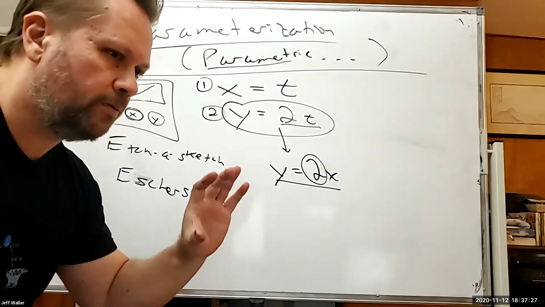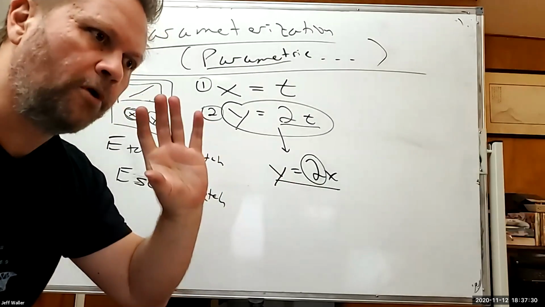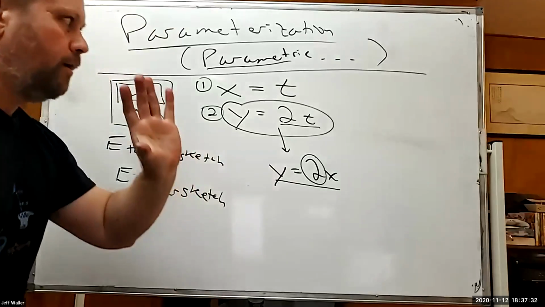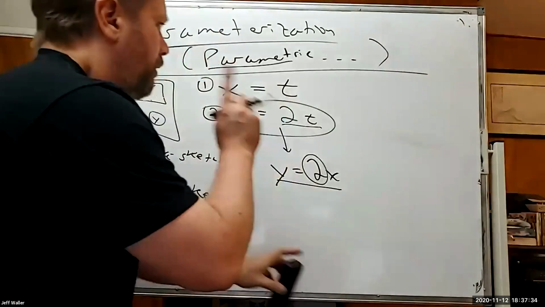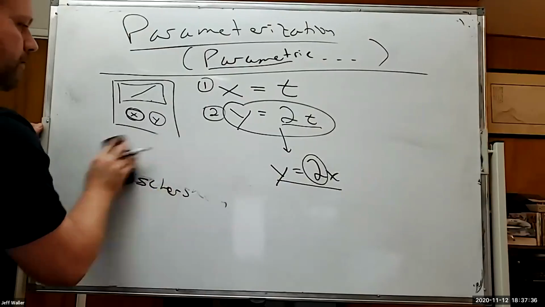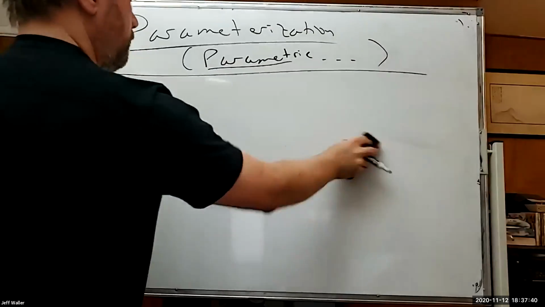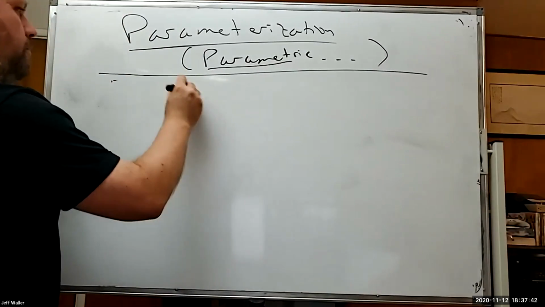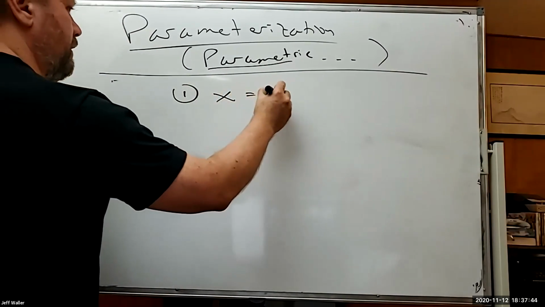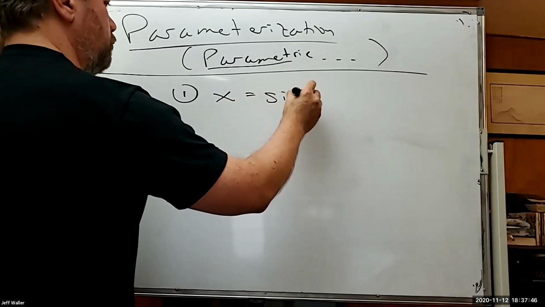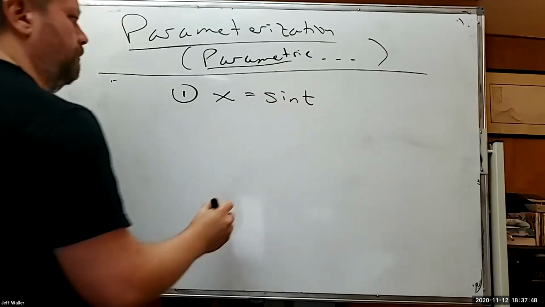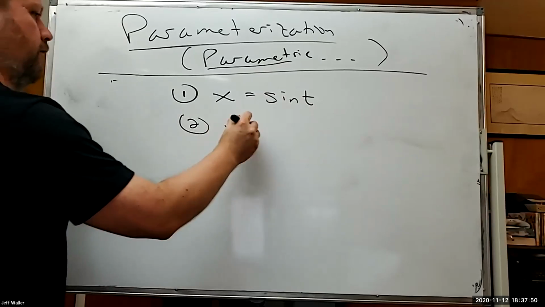So where do parametric equations become more interesting? And really what's going on here? What if I had a setup like this instead? What if my x was like this, and my y followed this?